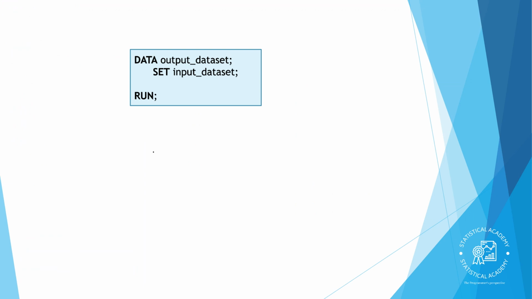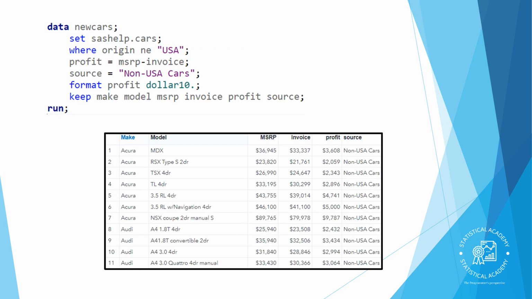To create new variables, you use an assignment statement. You simply type the name of the new variable, an equal sign, and then an expression that creates the new data value. In this example, the where statement includes observations where origin is not equal to USA.